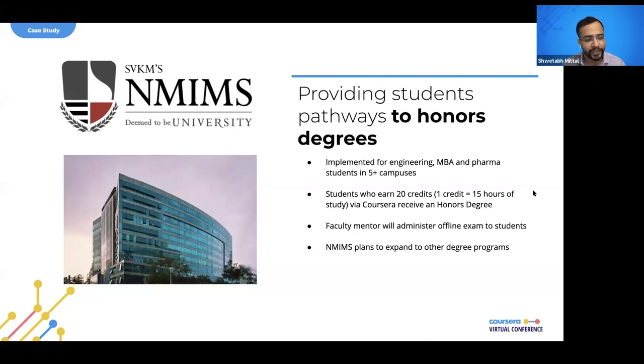Let me describe two specific case studies. The first one is NMIMS, which is a university based out of India. They have launched Coursera for Campus for their engineering, MBA, and pharma students across 5 campuses. And they're really using it in a unique way: students who earn up to 20 credits, which is equivalent to 300 hours of learning on Coursera, can earn an honors degree as long as they maintain a 3.0 GPA. And students can take anywhere from 2 to 4 years while they're enrolled in the degree to earn these credits and earn an honors degree.